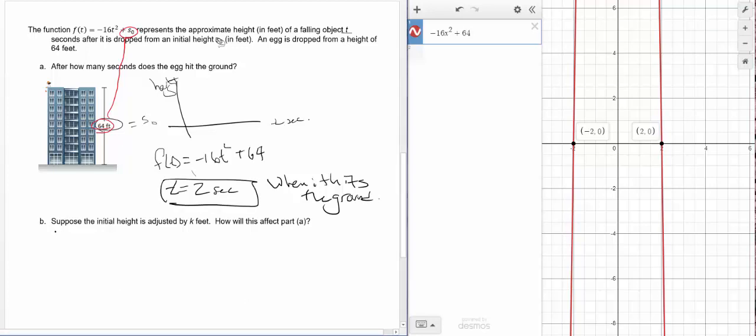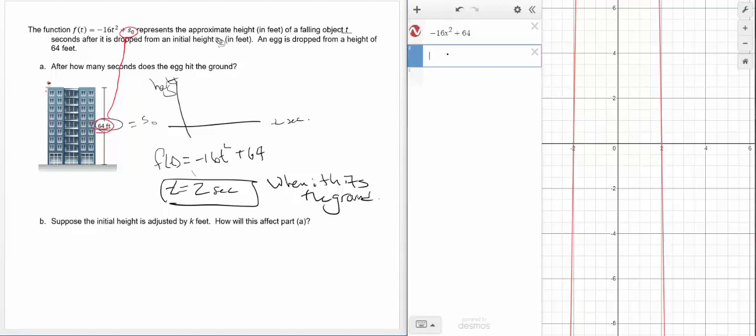The second part of this question asks, suppose we adjust the initial height by k feet. Either we go down a few stories, or maybe we find a taller building than 64 feet. How will that change the answer in part A? So what if we add or subtract something? Maybe instead of 64 feet, we have a smaller number or a bigger number. I hope the answer is intuitive, but maybe we'll use Desmos to check and give us some estimates.